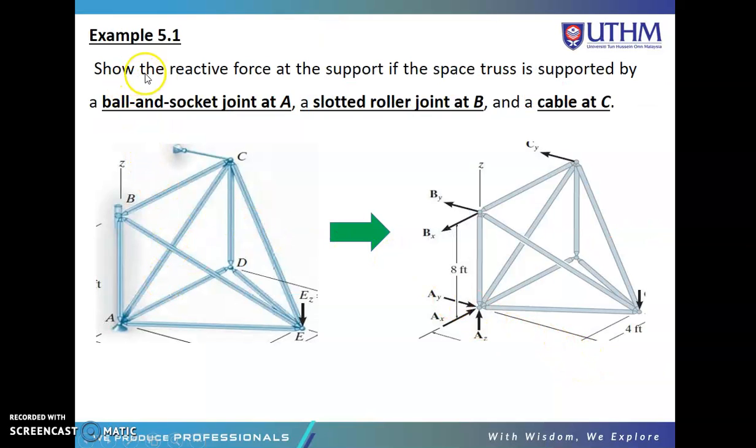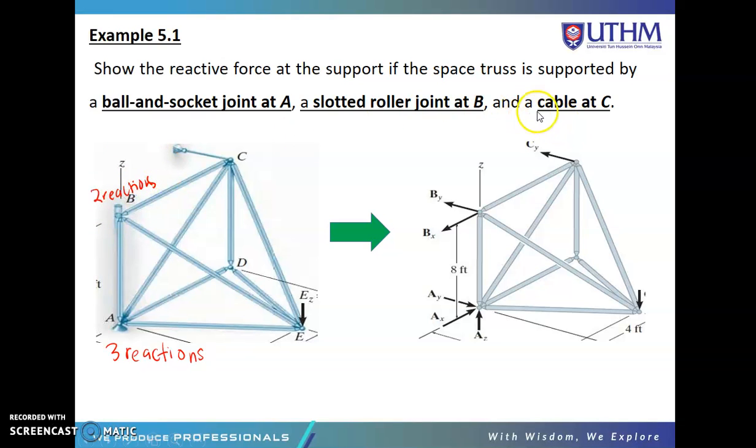This is the example. Show the reactive force of the support if the space truss is supported by a ball and socket joint at A. So this is the ball and socket joint at A, and this will give us three reactions. The second is a slotted roller joint at B. So this will give us two reactions.